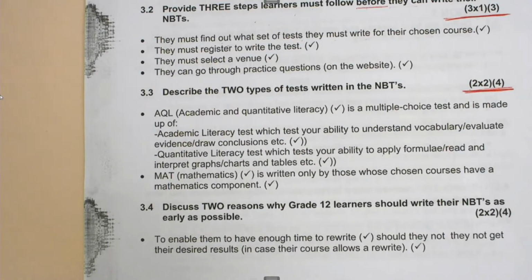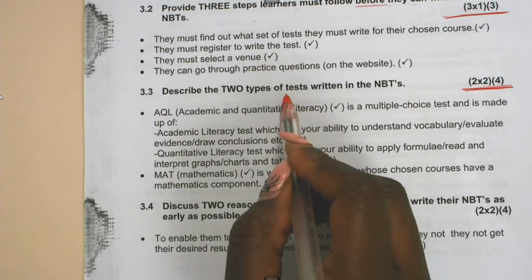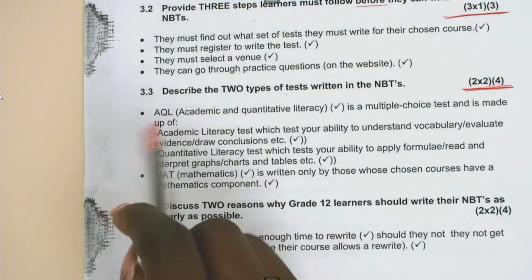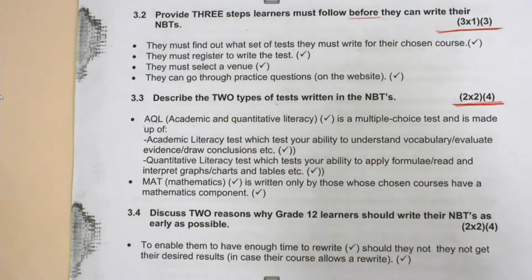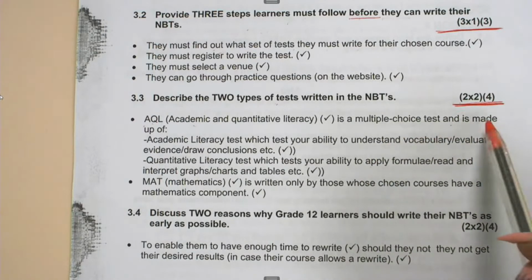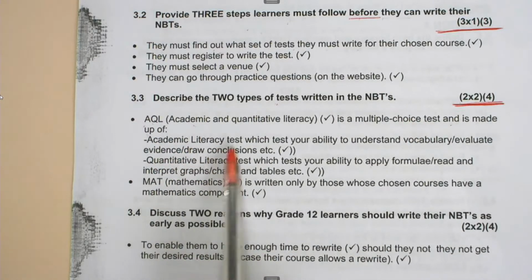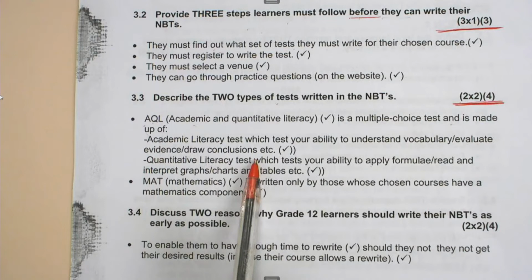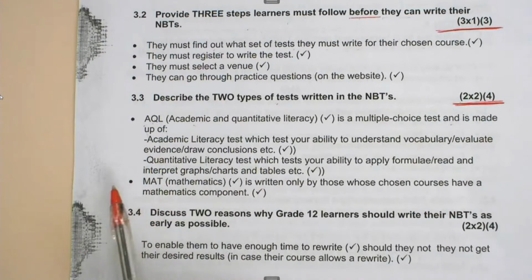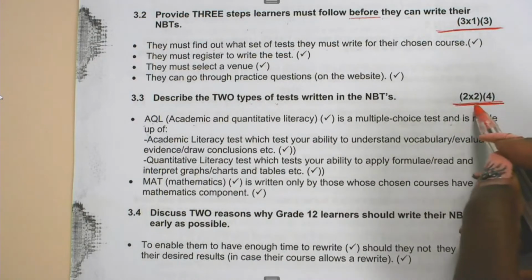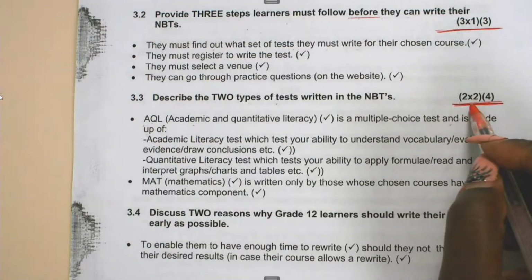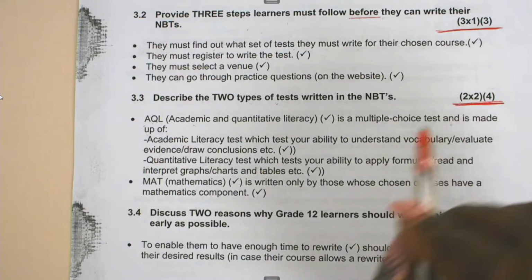The first test that is written as NBT is AQL. What is AQL? Academic and Quantitative Literacy. Academic and Quantitative Literacy is a multiple choice test and is made up of an academic literacy test and a quantitative literacy test. So when the learners describe this, it is of utmost importance that it equals the mark allocation provided.